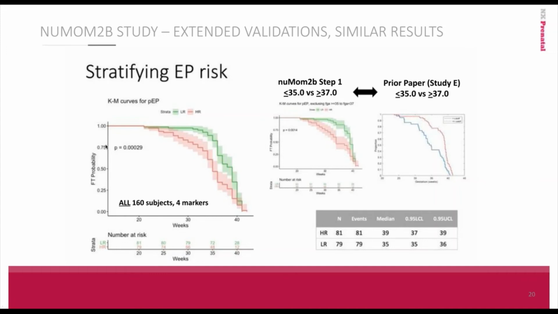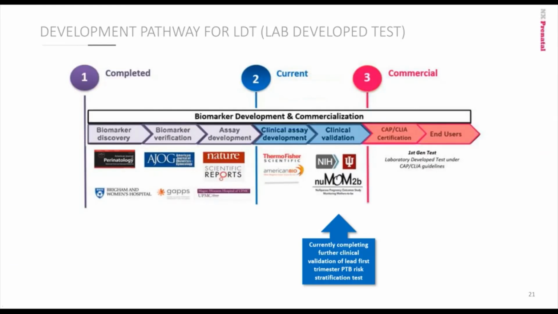All I can say right now with this slide, which is very preliminary, is that using the same algorithmic model from the 2019 paper, which we call Study E, we recapitulated the results when looking at the early data from this new cohort. That model stratifies risk for early births, especially very early births, in this new cohort.